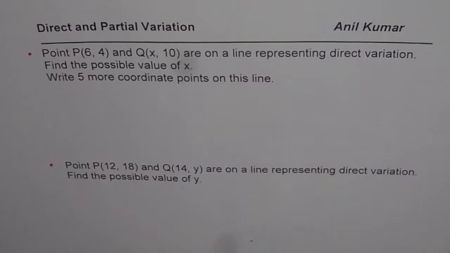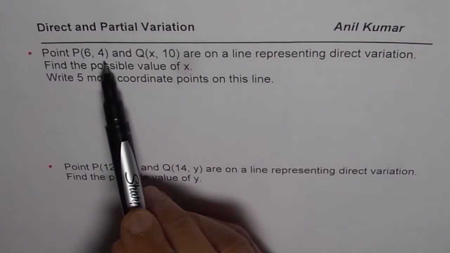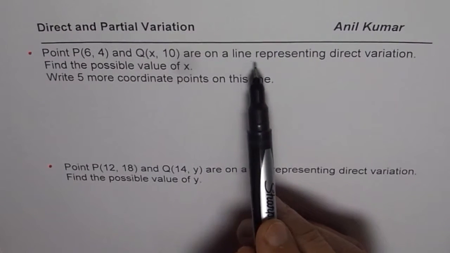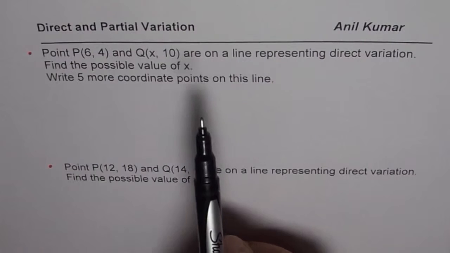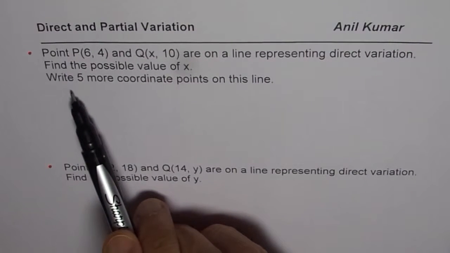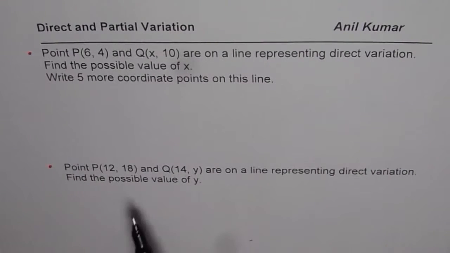I'm Anil Kumar, and in this video we are going to explore direct and partial variation. The first question: points P (6, 4) and Q (x, 10) are on a line representing direct variation. Find the possible value of x. Write 5 more coordinate points on this line.